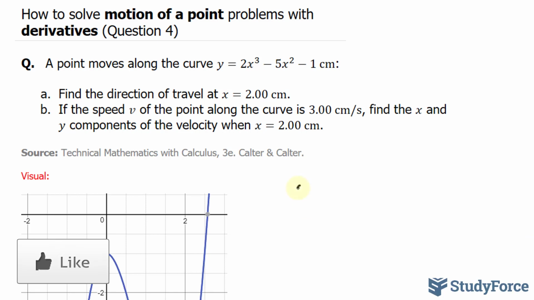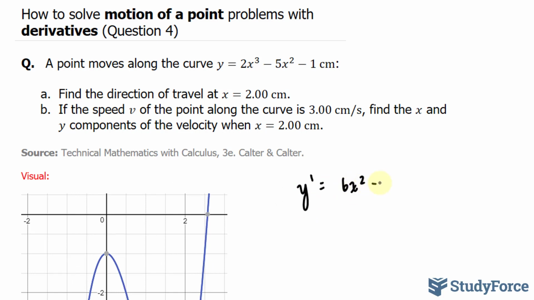So I have y prime, which represents my first derivative. 2 times 3 is 6x squared minus 10x. You should know by now how to find the derivative of these terms. I've used the power rule for both. This term became that term, and that term became negative 10x.